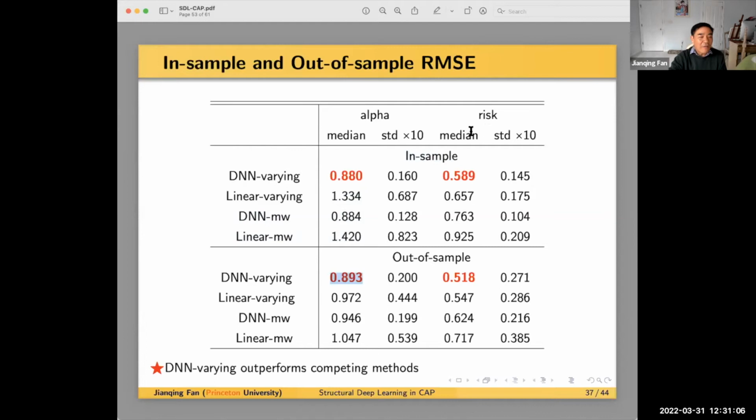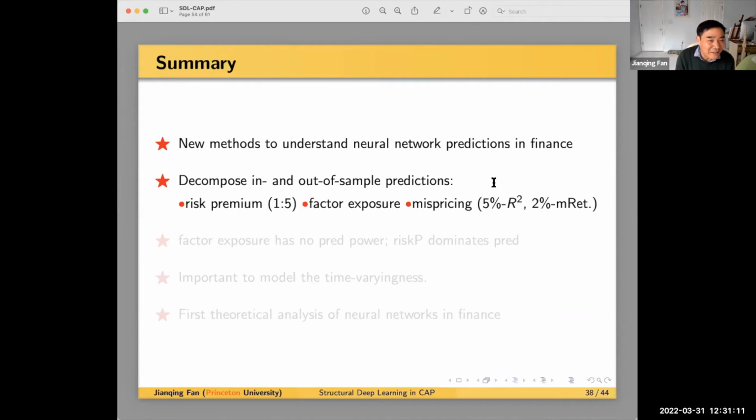So let me quickly summarize the results of the method we have done. We introduce a new method to understand neural network prediction in finance, and we decompose return into in-sample as well as out-of-sample prediction. The risk premium accounts for about one share, and the risk shock about five shares. And the mispricing contributes about 5% of the out-of-sample R squared, and the two risk components account for 95%. So even though 5% seems very small, the alpha portfolio gives us 2% return at 20% risk.